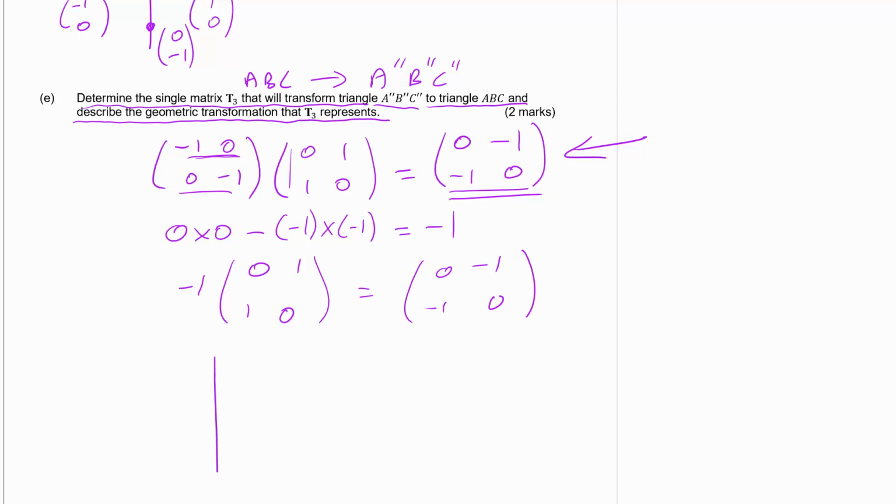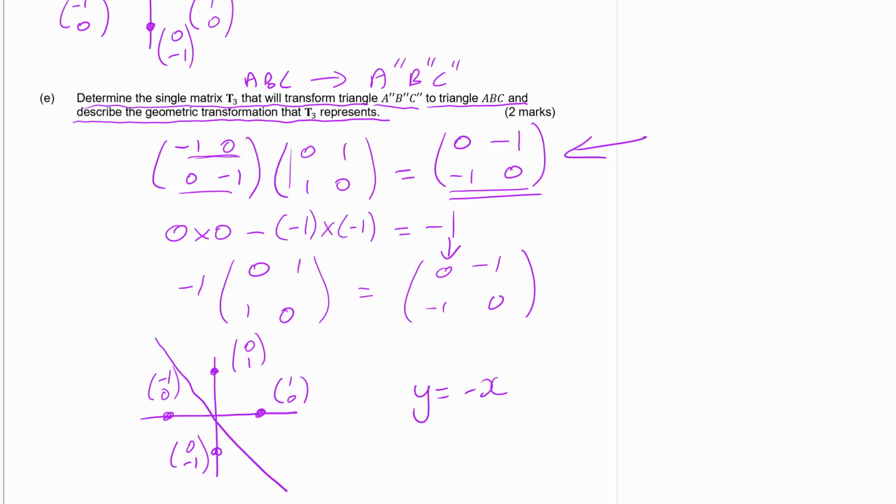Now let's think about that matrix. If we look at the left column, it's telling me that (1, 0), let's write it as a column vector, (1, 0) has gone to (0, -1). It also tells me that (0, 1) goes to (-1, 0). That looks like a reflection in y = -x. So it's a reflection in y = -x.